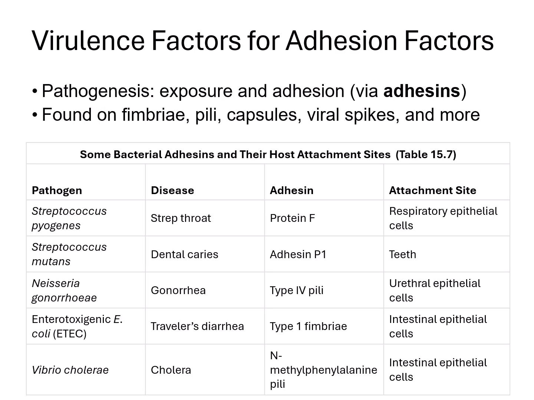Remember that after exposure, the next step was adhesion, and most microbes use structures called adhesins that are located on microbial structures such as fimbriae, pili, capsules, or viral spikes, and they determine which tissues a pathogen can bind to. Some examples are shown in the table below from our book.